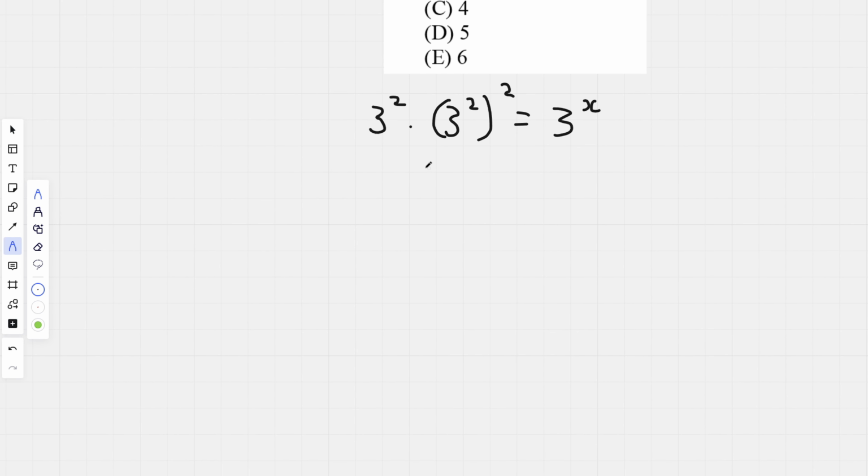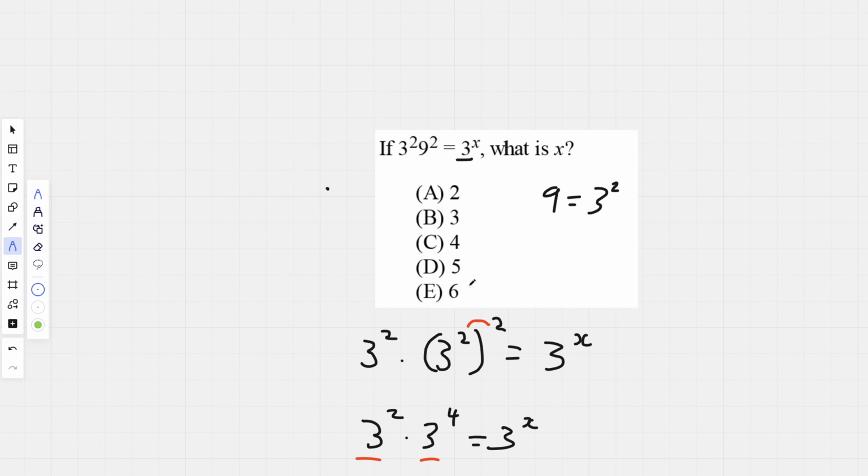And now I can keep going. 3 squared times 3 to the 4th, and then remember, using my exponent rules, I multiply these. And again, using my exponent rules, since these are the same base, I just add the powers. 3 to the 6 equals 3 to the x. And so now I get x is 6.